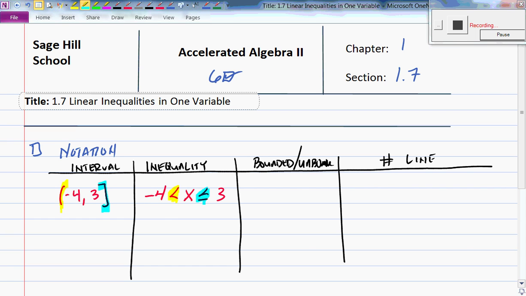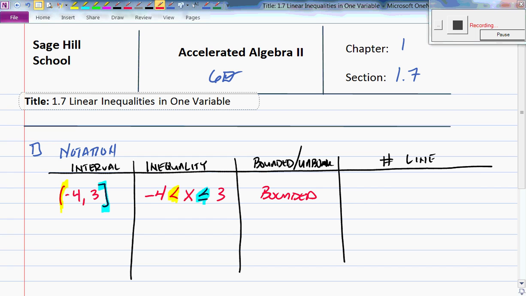Now, ask yourself this: do you think that this particular interval is what's known as bounded, like it's in bounds, or unbounded, which means it goes on forever and ever? What do you think? Yeah, this is what we call a bounded interval. It's got a start, it's got an end. I can point to it.